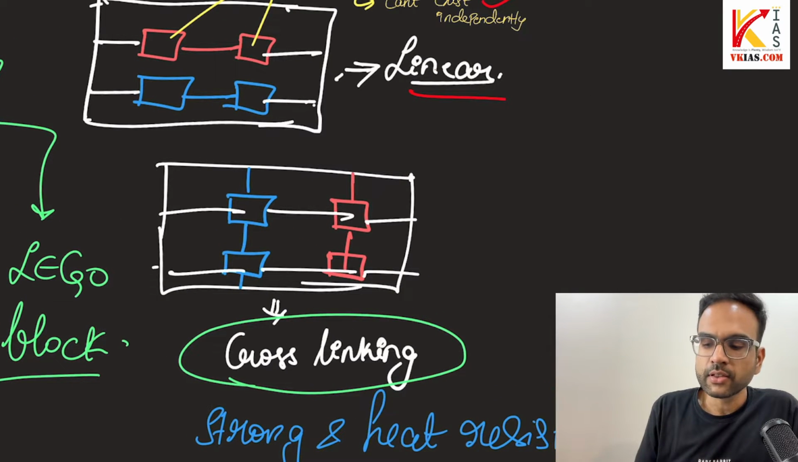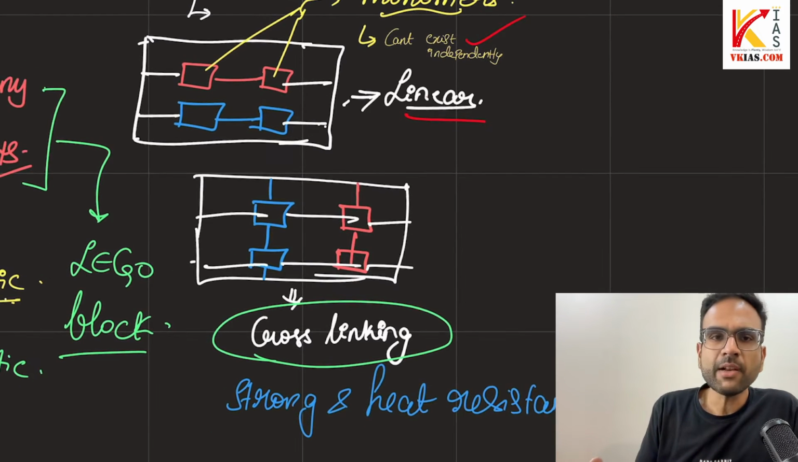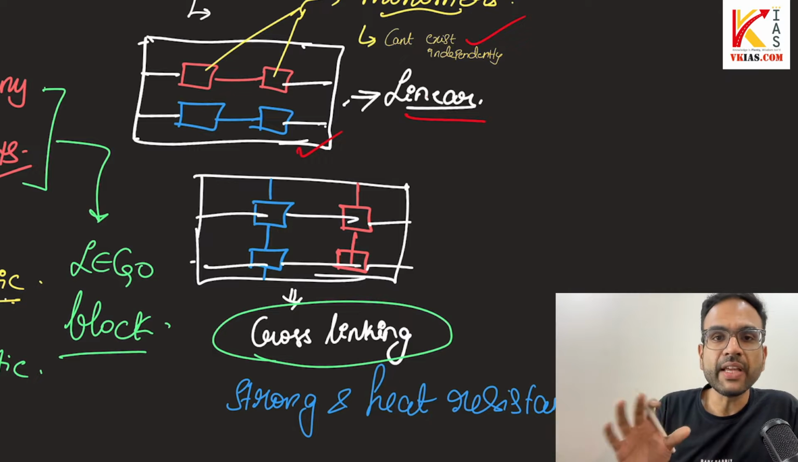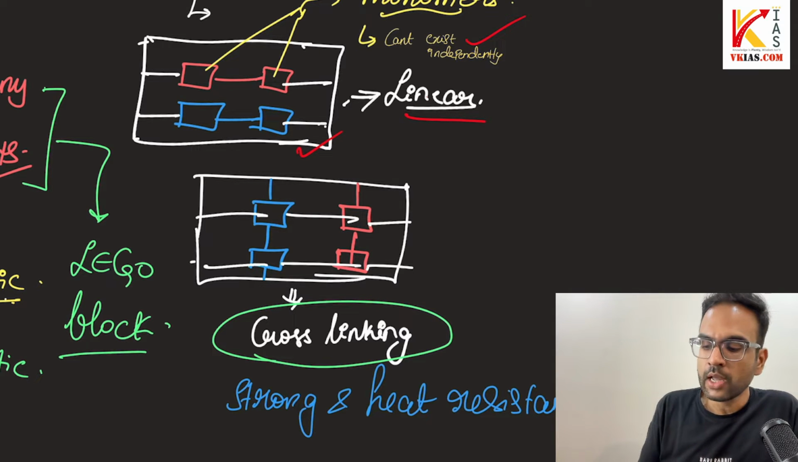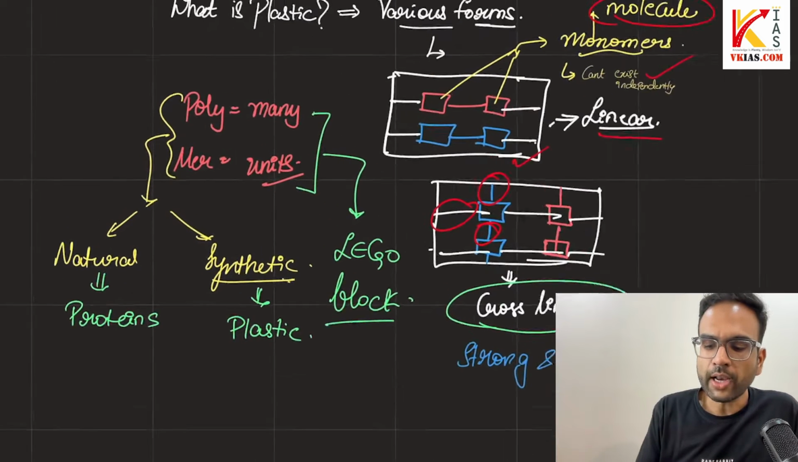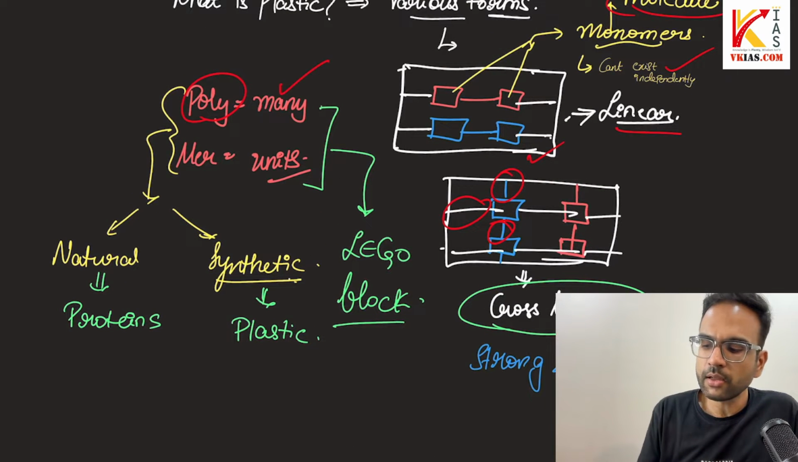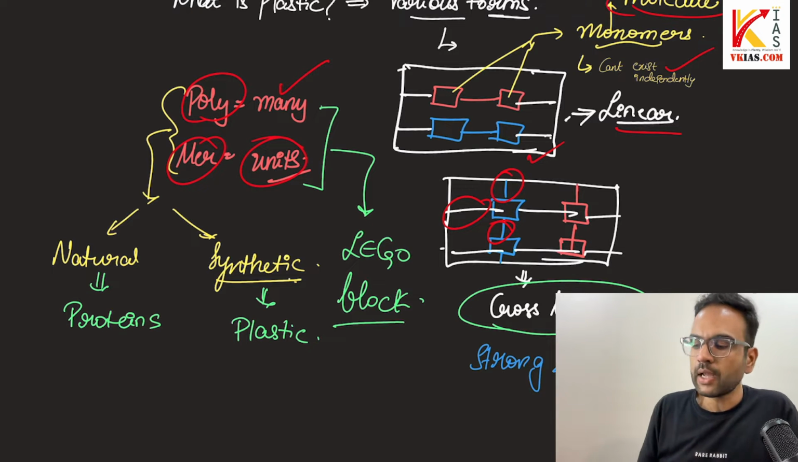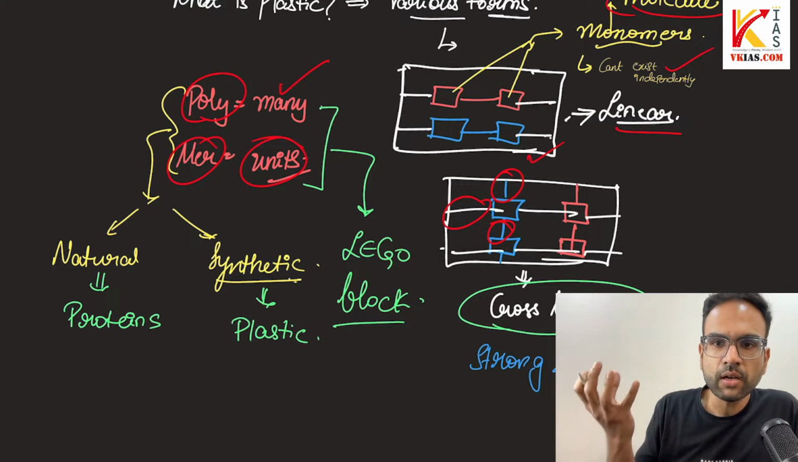In the first place, the linear polymers are those which are relatively weak in terms of the strength. And cross-linking polymers are the ones which are very strong and heat resistant, because they have strong bonds, as you can see here. That's how they will become strong. So simply put, poly here means many monomer units. They combine together and create a stable structure.